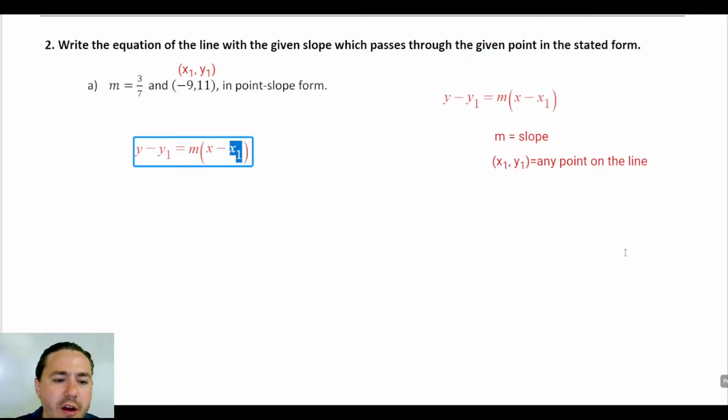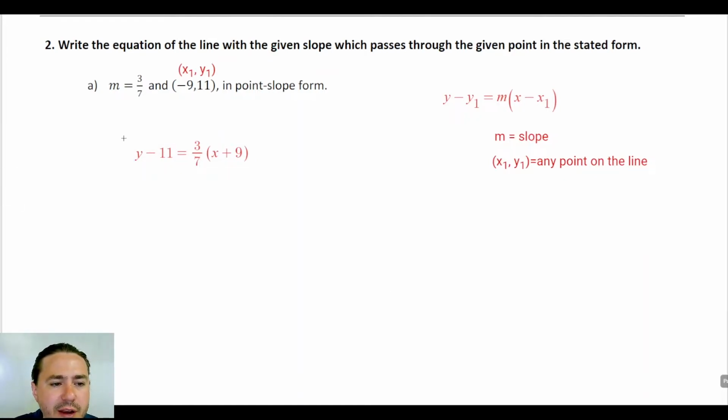So you want to be careful here because it is x minus x1. So when you do x minus negative 9, whenever you subtract a negative, we can interpret that as just addition. So y minus y1 would be y minus 11. Our slope is 3 over 7, and that's it. So we would just leave it like this.